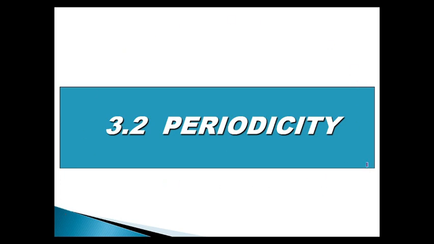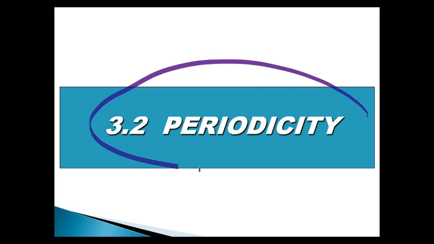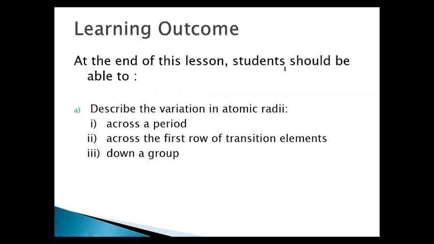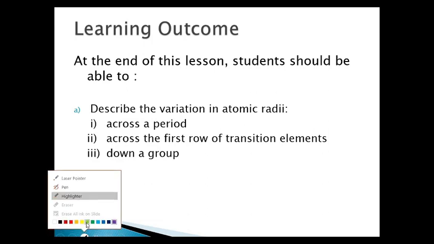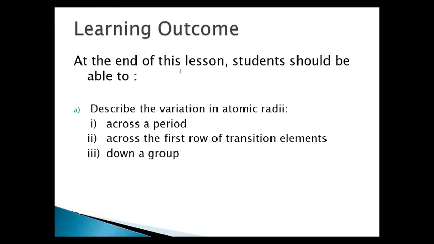Moving on to our second subtopic of chapter 3, which is periodicity. At the end of periodicity, you're going to learn how to describe the variation in atomic radii across a period, across the first row of transition elements, and going down a group.